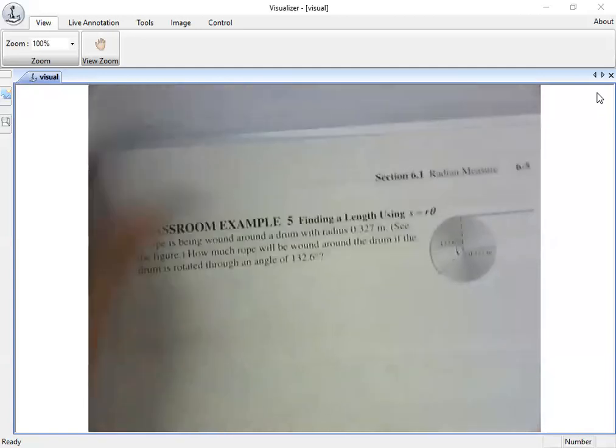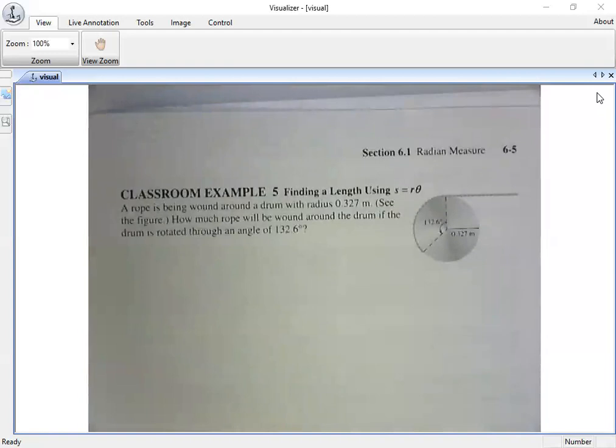Good deal. All right, let's look at this. You've got a rope being wound around a drum, and the radius of the drum is 0.327 meters. How much rope will be wound around the drum if the drum is rotated through an angle of 132.6 degrees? Okay, so you got a visual on what's going on with the problem?